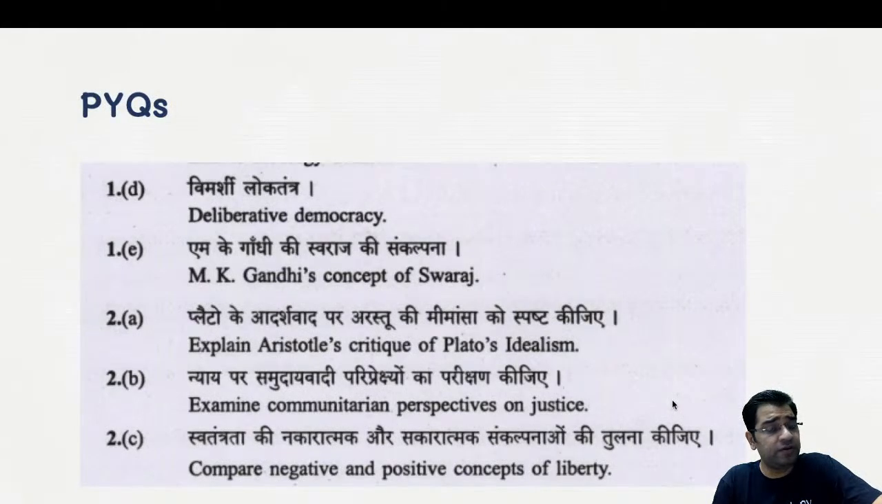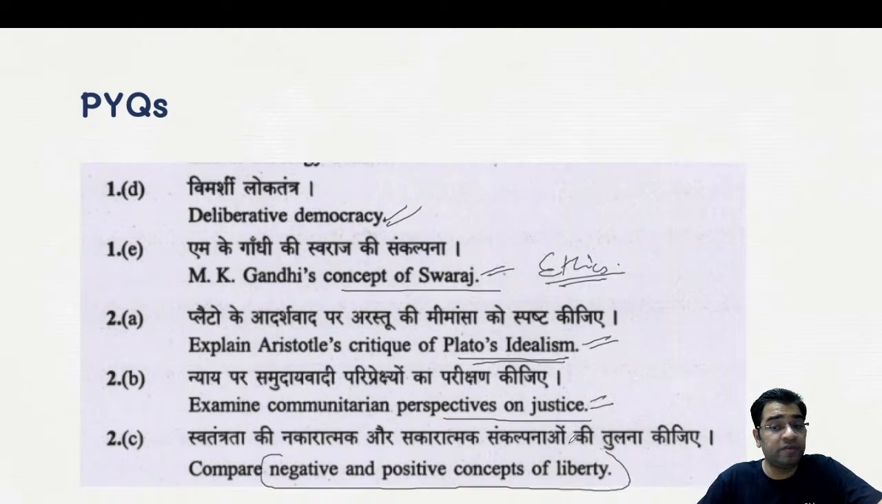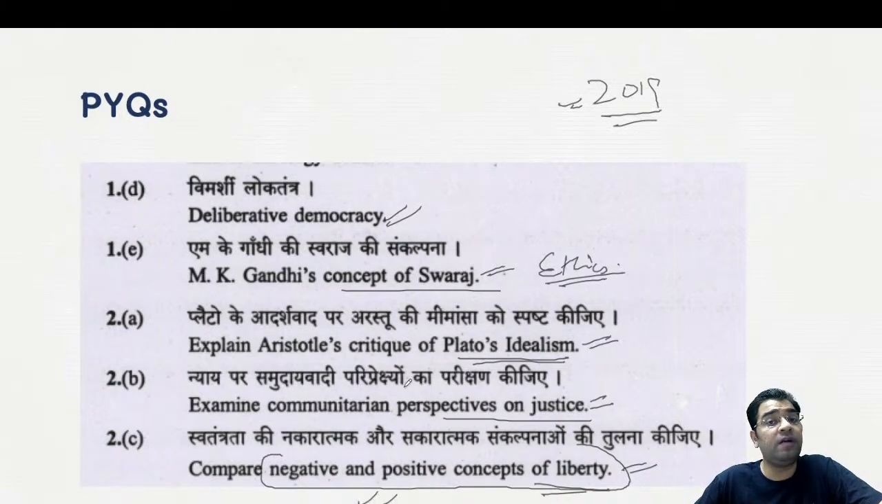If you see the previous year questions, they are very simple. We have already discussed deliberative democracy, Gandhi's idea of Swaraj. Already you are doing this in ethics. Then Aristotle's critique of Plato. Plato is one thinker, Aristotle is his student. So ultimately a very direct question. Communitarian perspective on justice, very direct question. Negative and positive concepts of liberty. You must have seen the previous year 2019 prelims paper. There was a question on negative liberty. So from here you can solve that question as well.